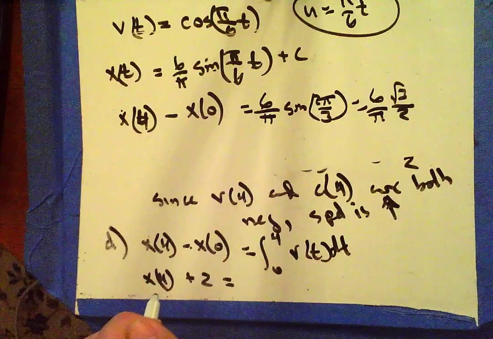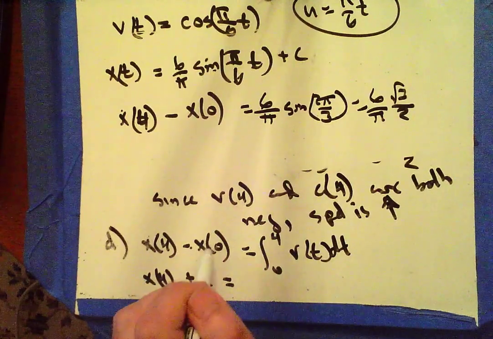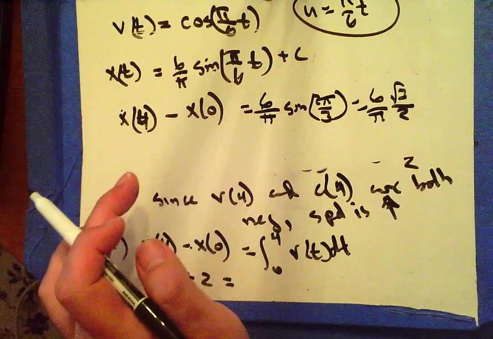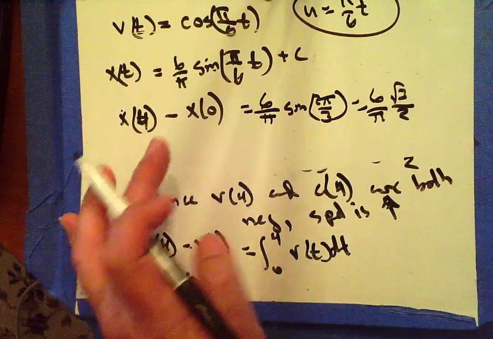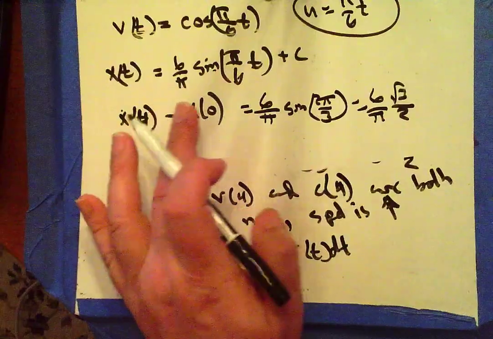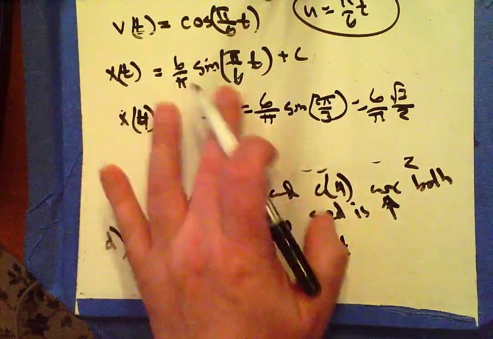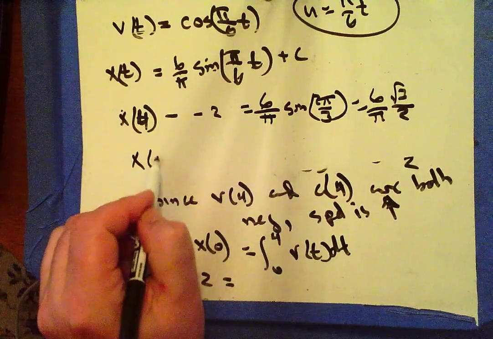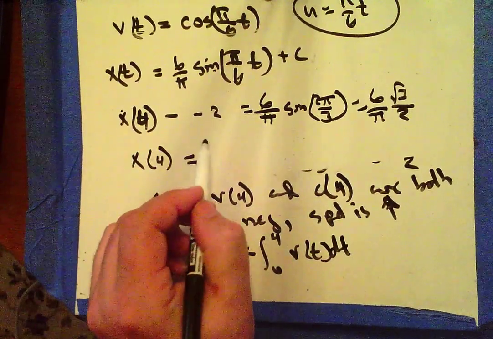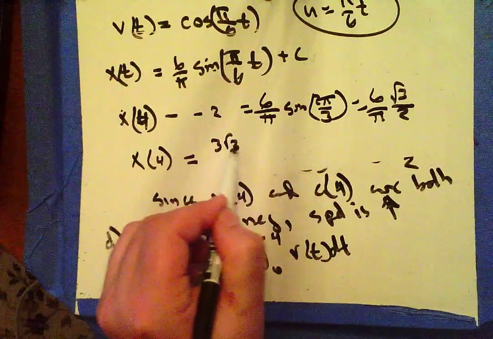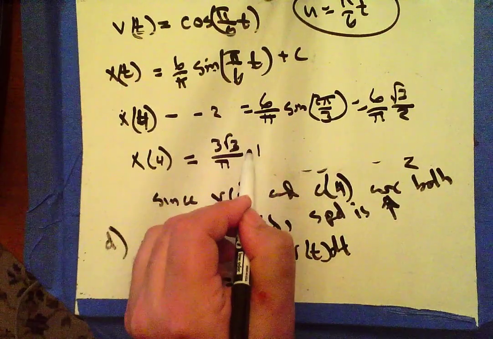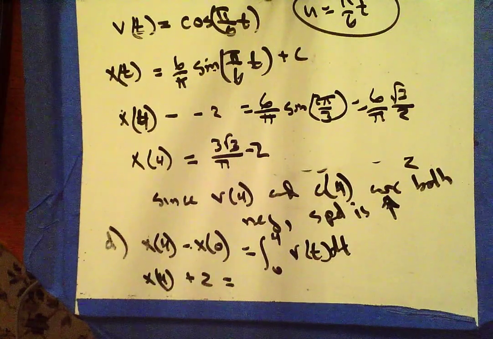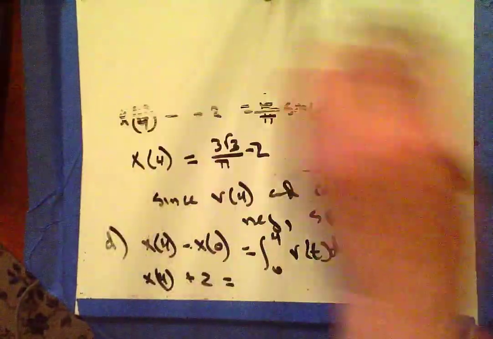But remember, x of 0 is in fact this other thing called negative 2, because we never found that c value. So I really need to plug in my negative 2 here to say that x of 4 equals 3 root 3 over pi minus 2. What an interesting position. Okay, so there's part D for number 2.